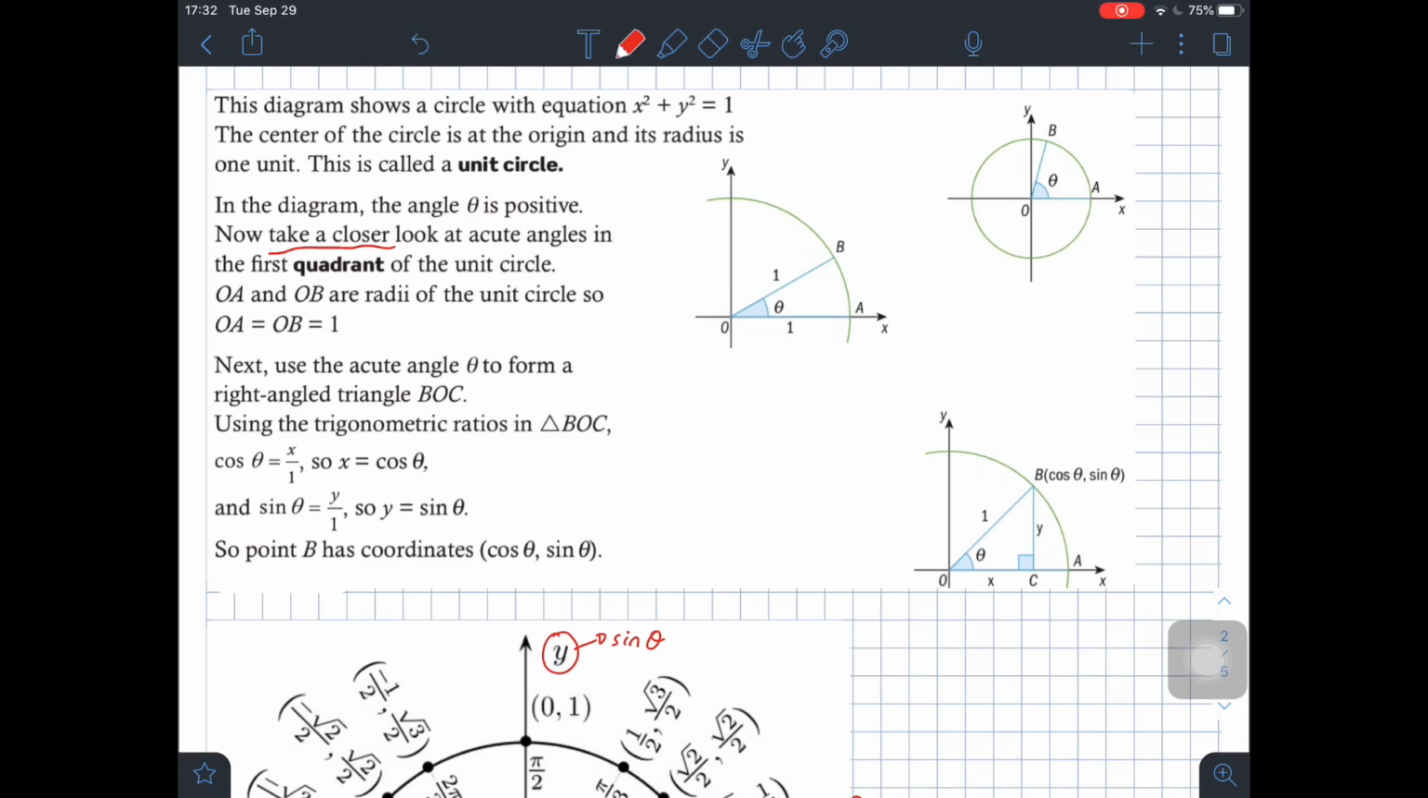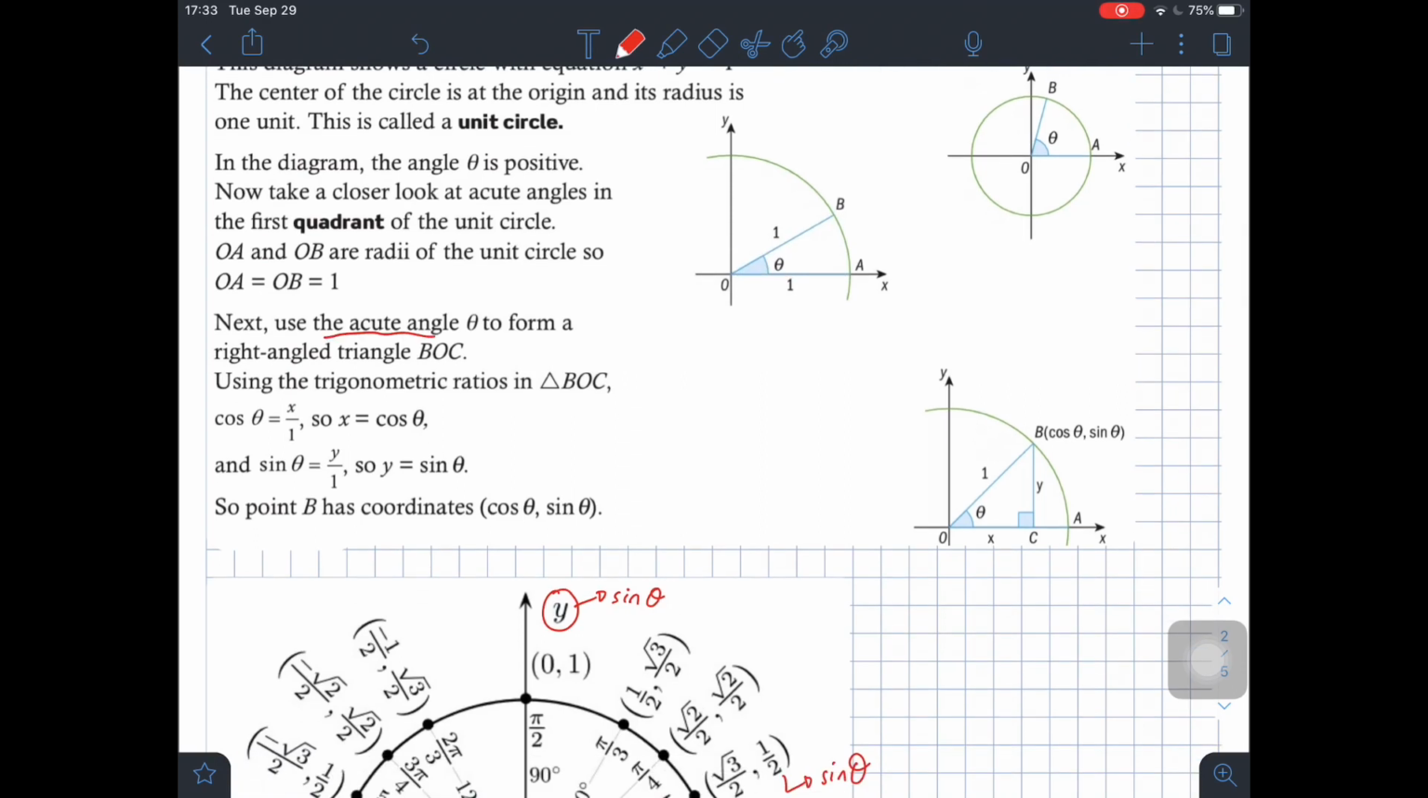Now, take a closer look at acute angles in the first quadrant of the unit circle. OA, which is this segment over here, and OB are radii of the unit circle. So OA equals OB, which is equal to 1. Next, use the acute angle theta to form a right angle triangle BOC. If you take a look at this triangle BOC right here, it's a right angle triangle, right?